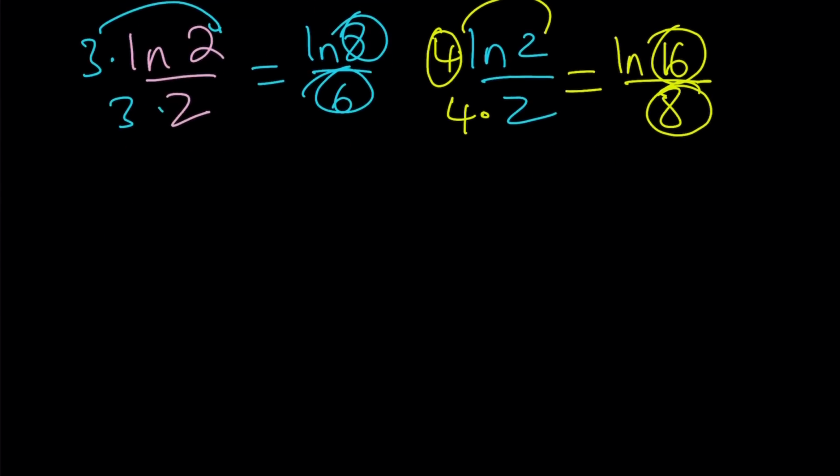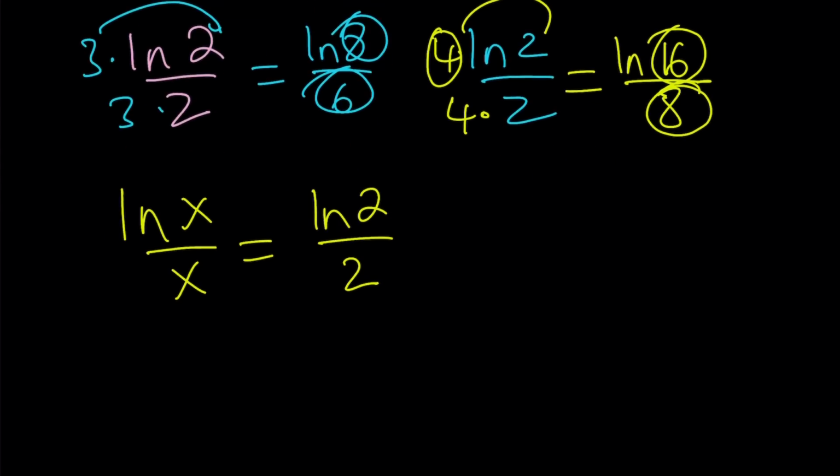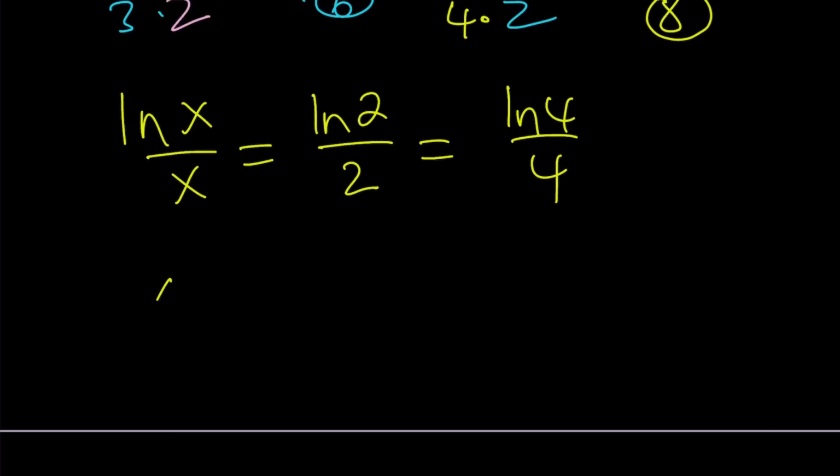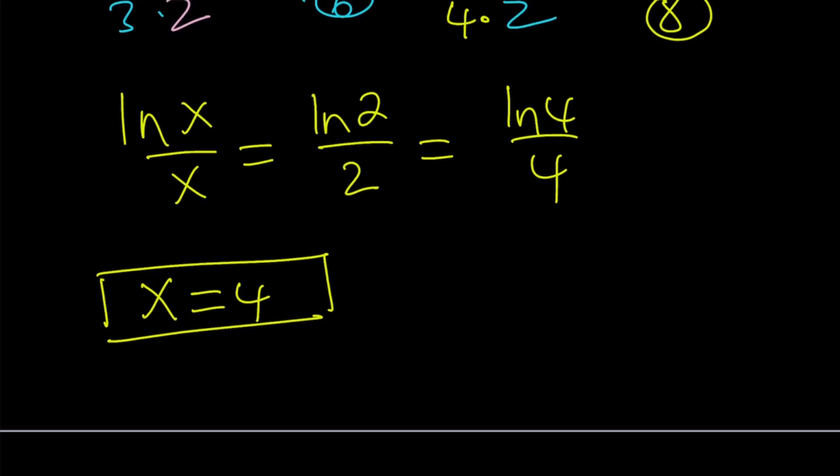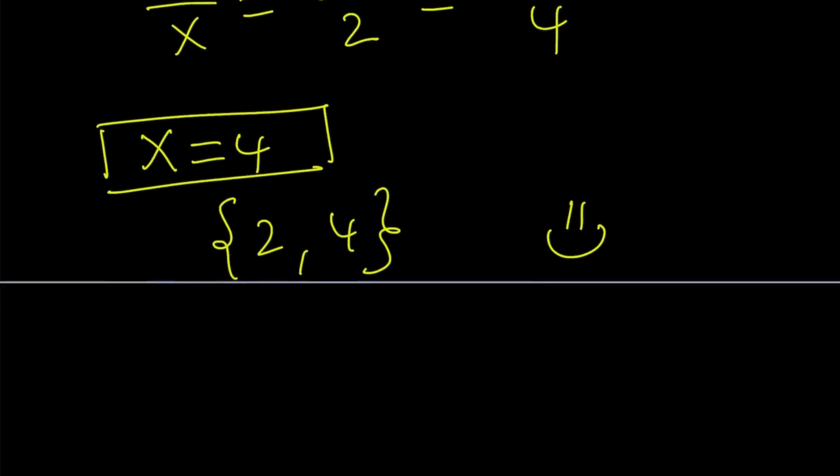So now what we have is ln x over x equals ln 2 over 2, and that equals ln 4 over 4. If you check the other video, then you'll notice that I gave you a graph of ln x over x, which you kind of look at. So from here we get another solution, which is x equals 4. So along with the 2, we have 2 solutions, and are those the only solutions that we have? So far we got 2 and 4, and remember we were looking for positive solutions, so both of these are good solutions. Now how do we check for other solutions?